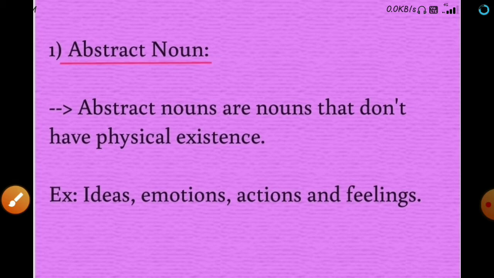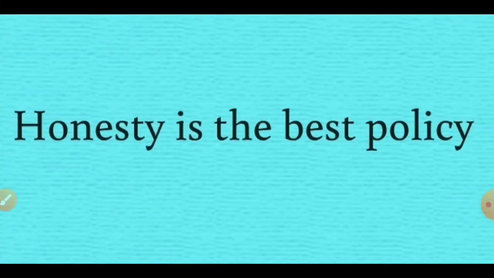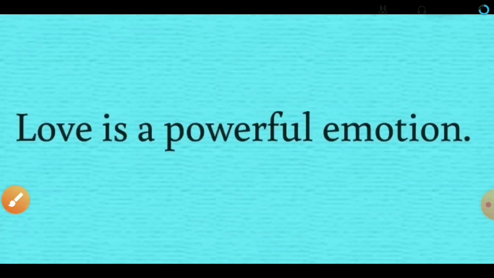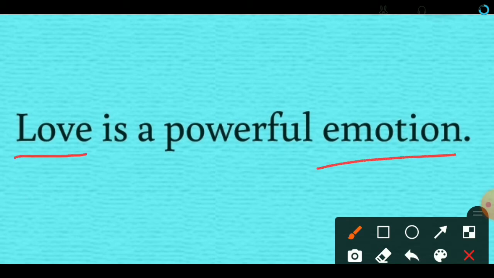Let us understand that with an example here. Now in this sentence, honesty is the best policy. It's a very popular proverb in English. You might have heard of it. In this sentence, honesty and policy. Honesty and policy, these are abstract nouns. In the next example, love is a powerful emotion. Here, love and emotion. These are the abstract nouns. Love is a feeling, just like anger, happiness, or sorrow, right? And that's an abstract noun. Again, emotion, that's also an abstract noun.